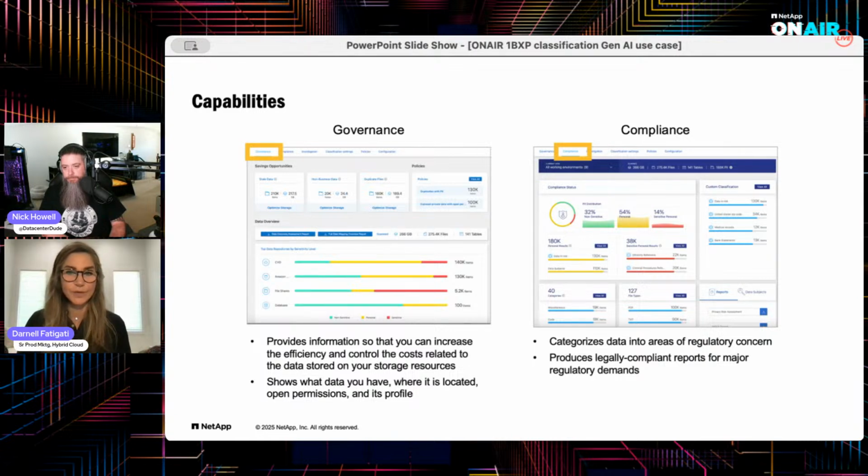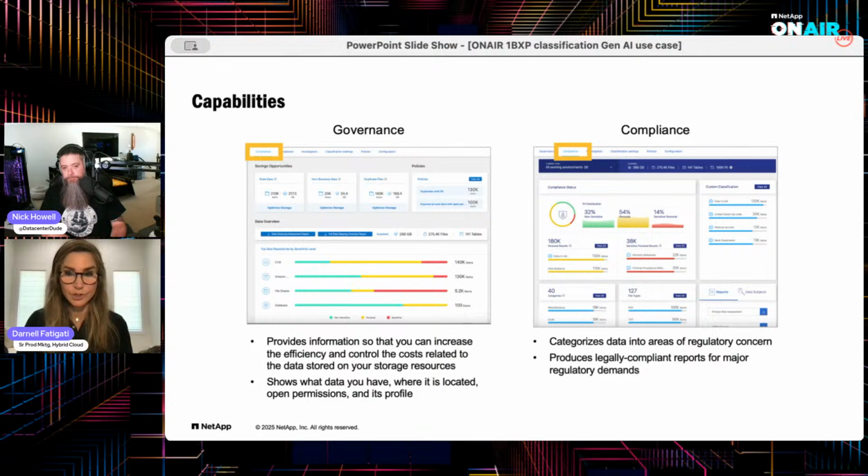categorizing data into areas of regulatory concern. If it's red, that's the sensitive personal information. That's the information you're going to want to look at. Do I have any open permissions on these? Where is it stored? From a data sovereignty perspective, if my company is located in the UK, but this data is stored in Asia or the US, that may be an issue. So compliance really helps you focus on ensuring that you're meeting regulations.